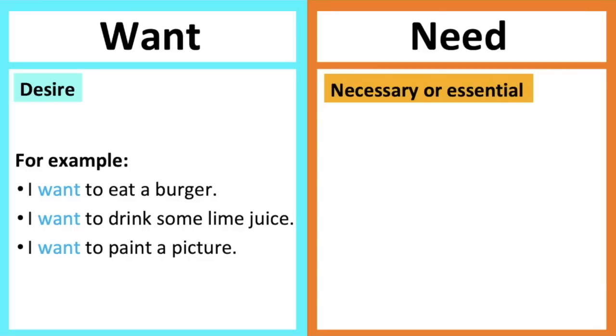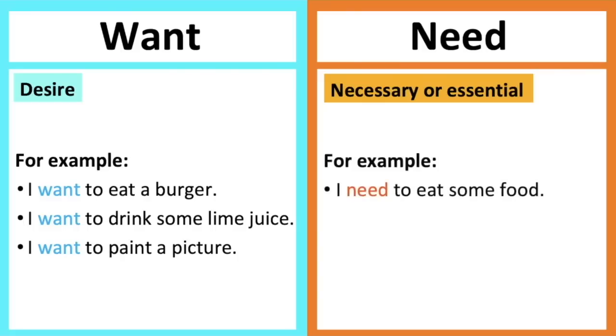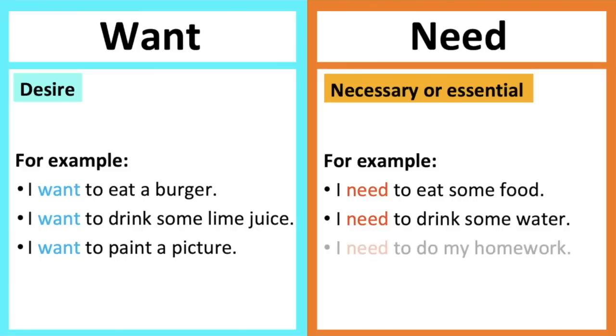If I'm hungry, I might say, I need to eat some food. Food is something that's necessary because as humans, we need to eat in order to survive. If I'm thirsty, I might say, I need to drink some water. The last example is, if my homework is due tomorrow, then I might say, I need to do my homework.